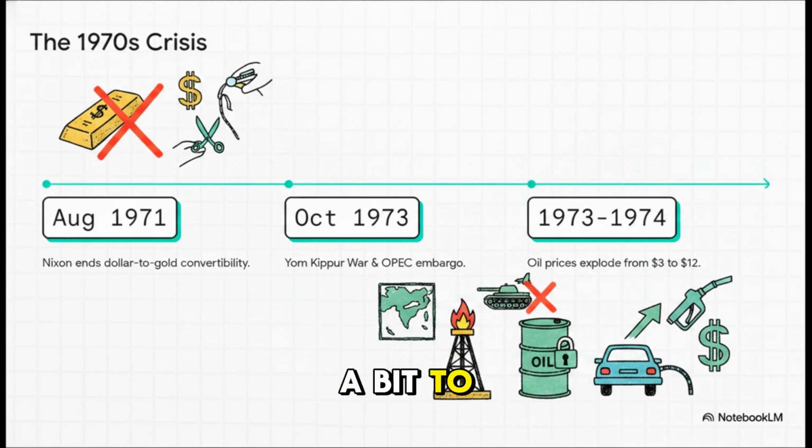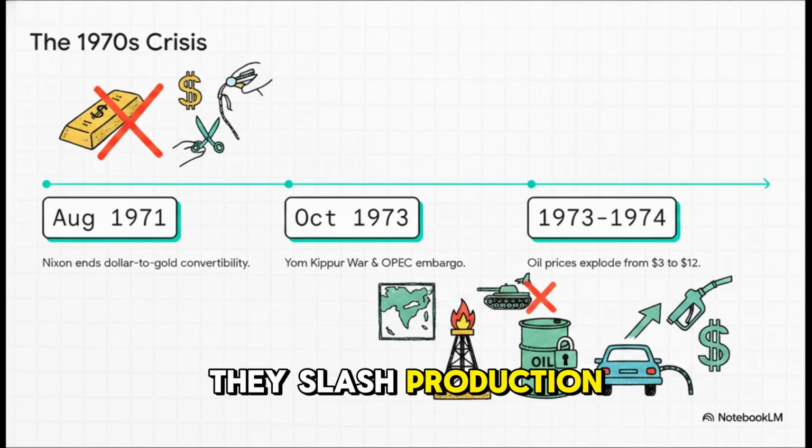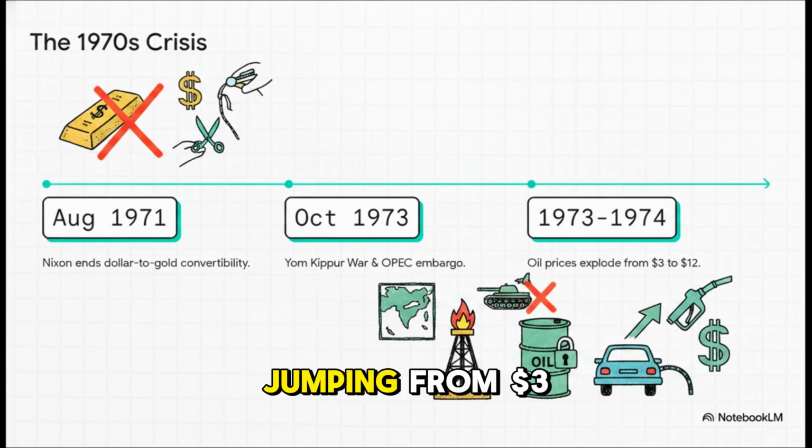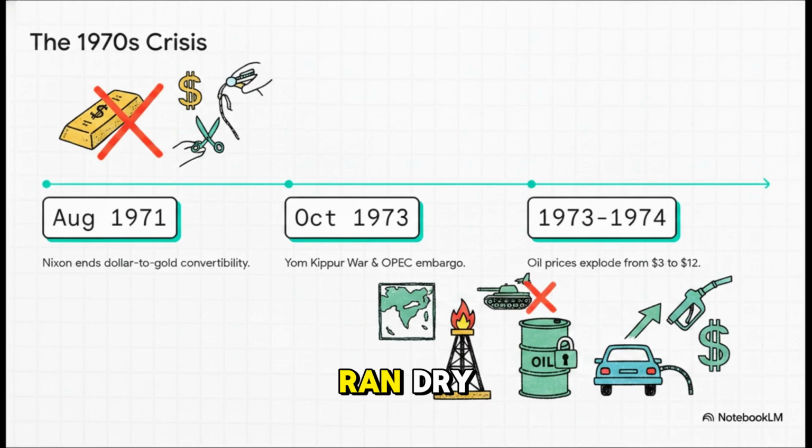Fast forward just a bit to October 1973. The Yom Kippur War breaks out, the US backs Israel, and OPEC responds by using the absolute most powerful weapon they have, oil. They slash production and embargo the United States. Oil prices completely exploded, jumping from $3 to nearly $12 a barrel. Gas stations literally ran dry.